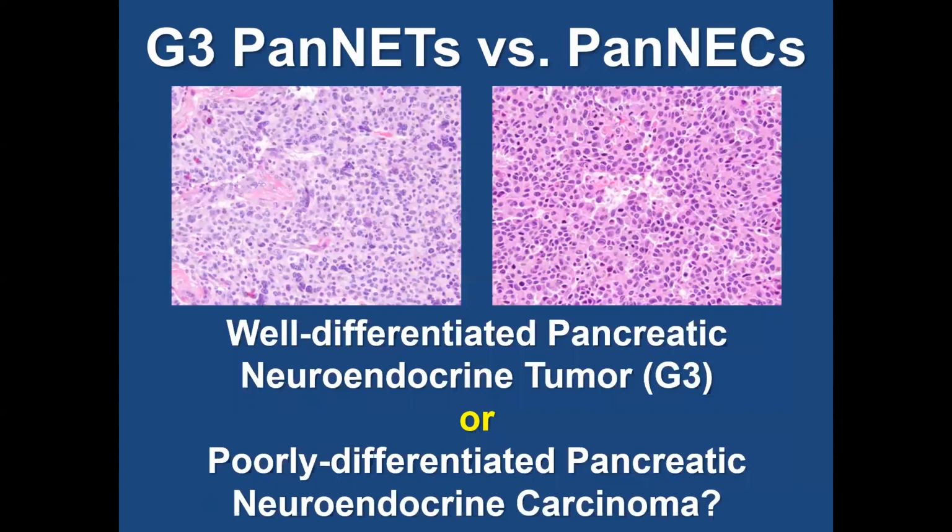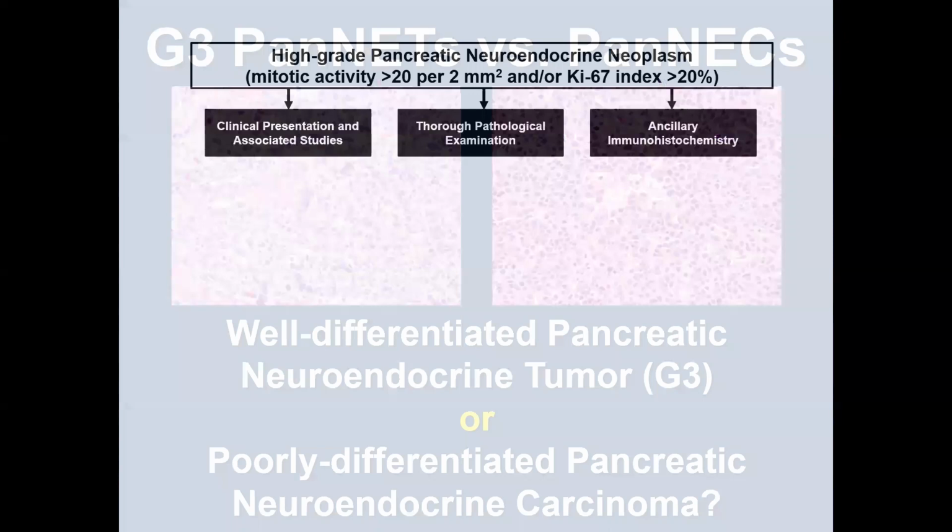The problem, however, is that the distinction between these two entities can certainly be challenging. Many G3 well-differentiated pancreatic neuroendocrine tumors, which again should resemble the islets of Langerhans, can demonstrate overlapping histologic features with poorly differentiated pancreatic neuroendocrine carcinomas. For these cases, without additional data other than just the H&E, one cannot really tell which is a neuroendocrine tumor and which is a neuroendocrine carcinoma.